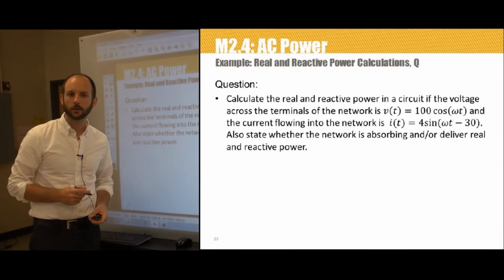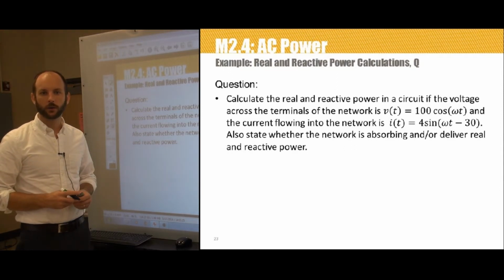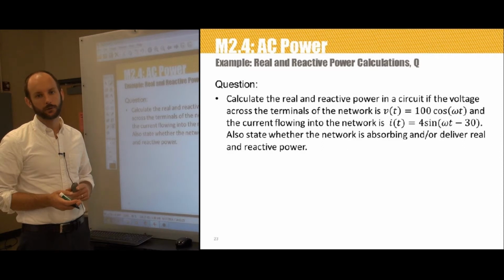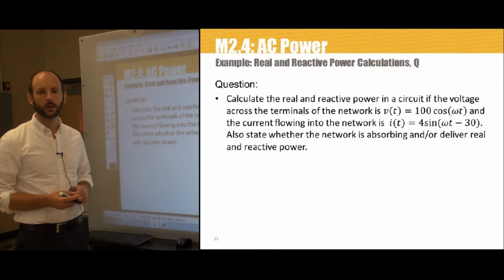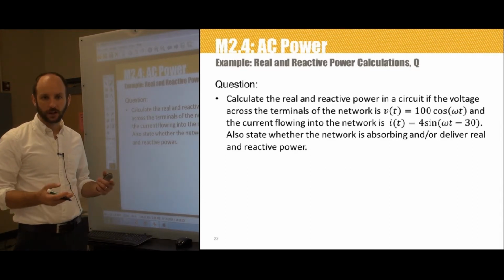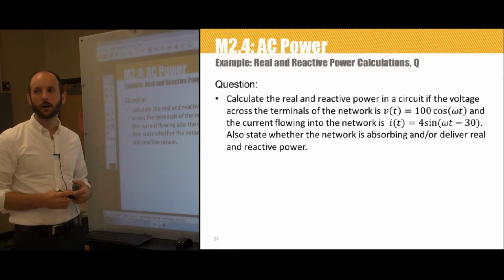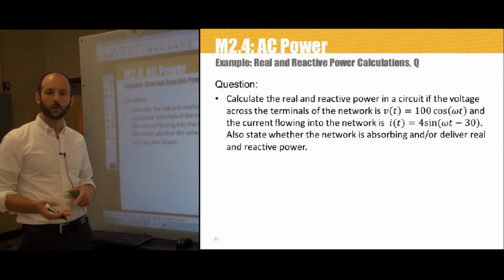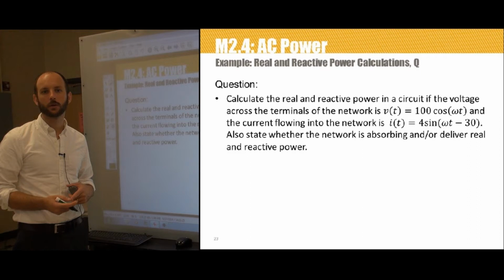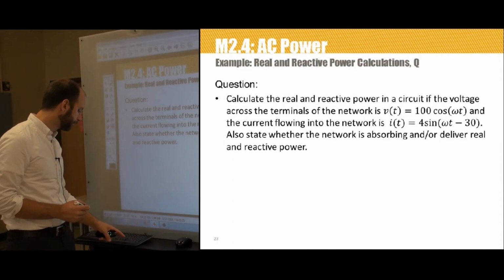Okay, so let's do a nuts and bolts example of calculating real and reactive power. We want to calculate the real and reactive power in a circuit if we know the voltage and the current waveform. So in this circuit, we know that the voltage is given by 100 cosine of omega t, and the current flowing into the network is measured to be 4 sine of omega t minus 30 degrees. So it is out of phase with the voltage waveform, and we could say therefore we've got a complex impedance. We also then, when we do our analysis, want to interpret the results to state whether the network is absorbing or delivering real and reactive power.